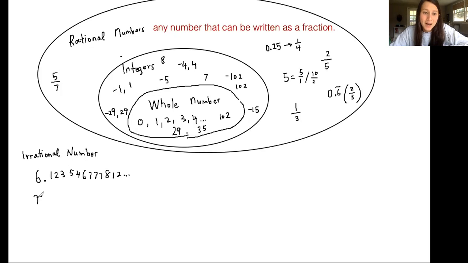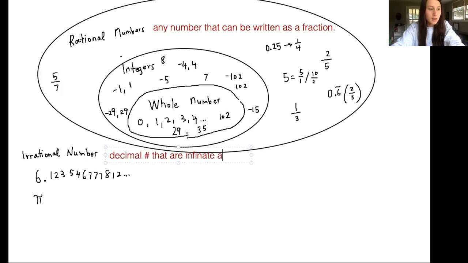Another example would be like pi. Pi is irrational. These are decimal numbers, and I'll put a definition here for us. Decimal numbers that are infinite and non-repeating. So when you see numbers that are not infinite and they repeat, chances are that decimal can be written as a fraction.